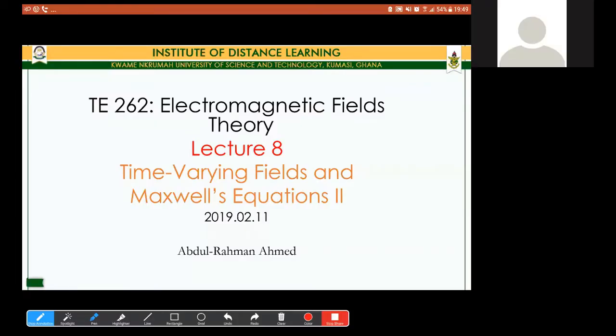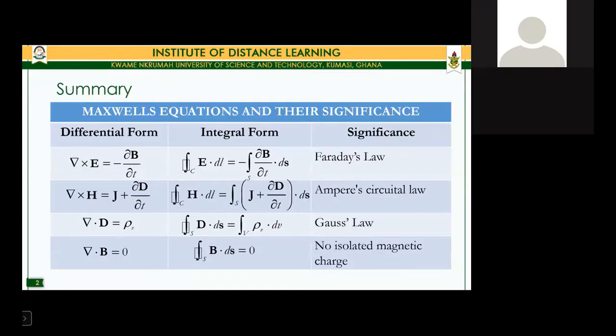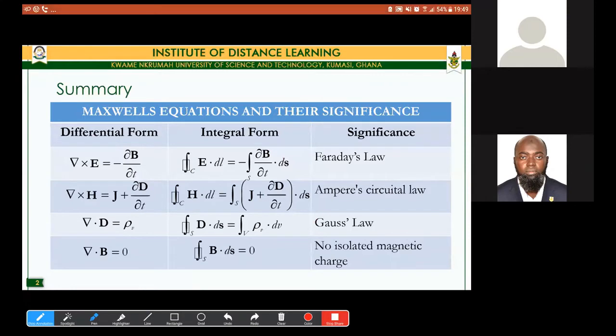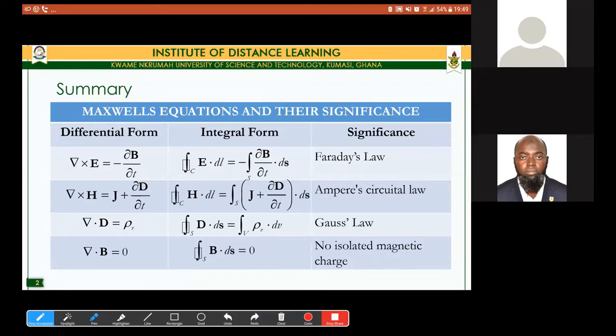Last lecture for electromagnetic fields theory, which is lecture 8 on time-varying fields and Maxwell's equations. The second part. These were the Maxwell's equations that we discussed in the previous class. Just a recap: the differential form and the integral form. The first one being Faraday's law, the second one being Ampere's circuital law, the third one being Gauss' law, and the fourth one saying no isolated magnetic charge exists.